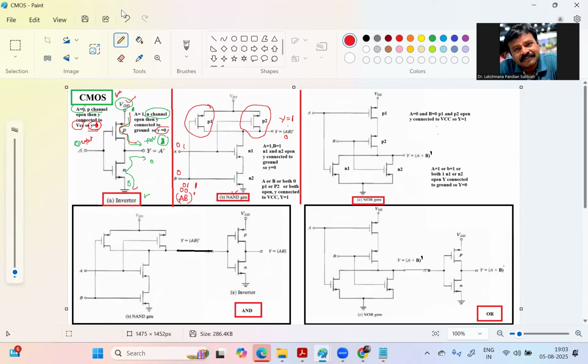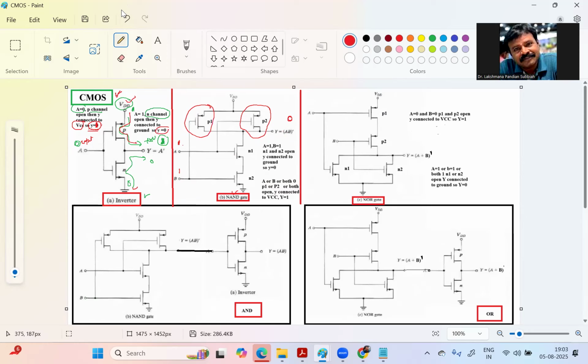Okay, sorry, is something wrong? Here, if both are 1, then only you will get 0. Both are 1, you will get 0.